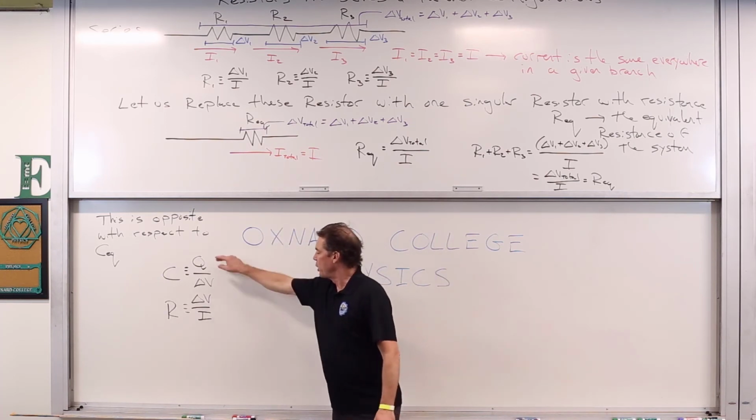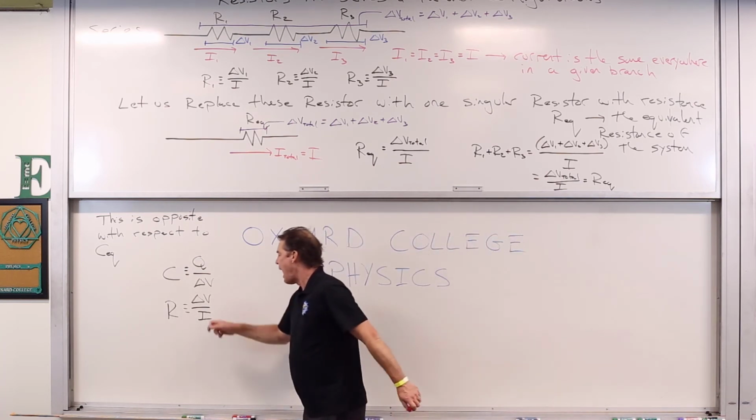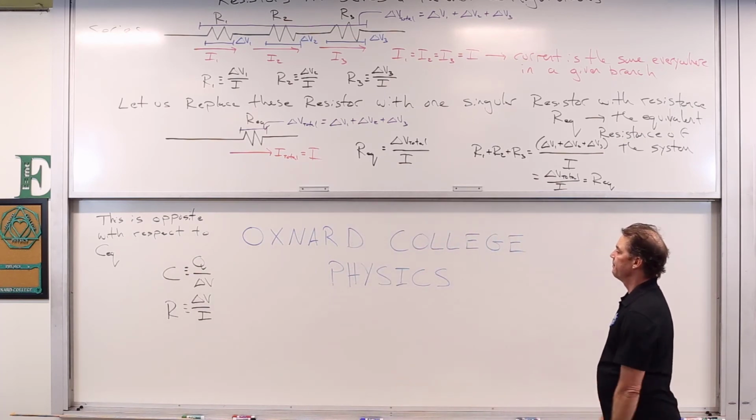That's it. Q and I, kind of the same correlation. Q is the charge separated. I is the moving charge per unit time. But that's it. It comes down to the potential differences.